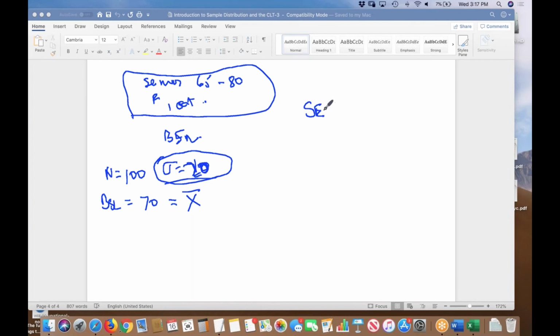And in order to predict that, I need a standard error. And that standard error is equal to sigma over the square root of the sample size. So I need that crutch in order to be able to do that.